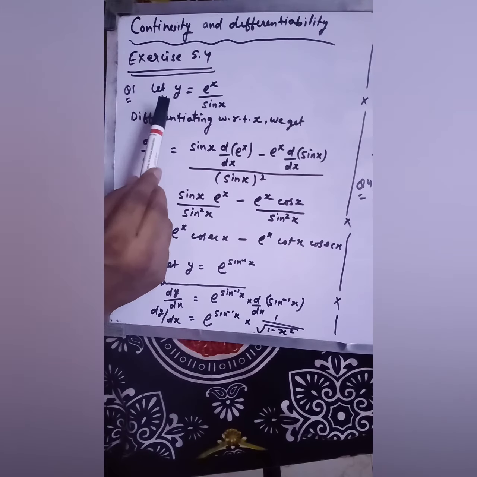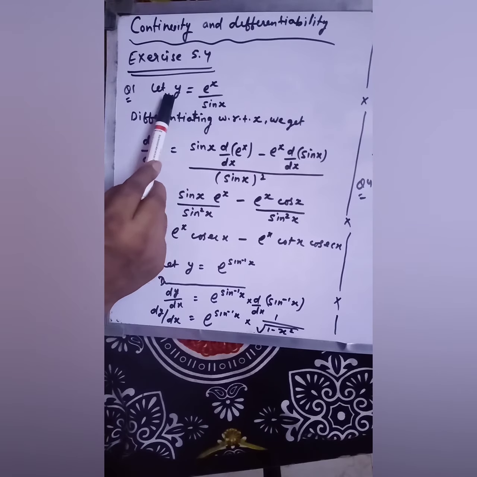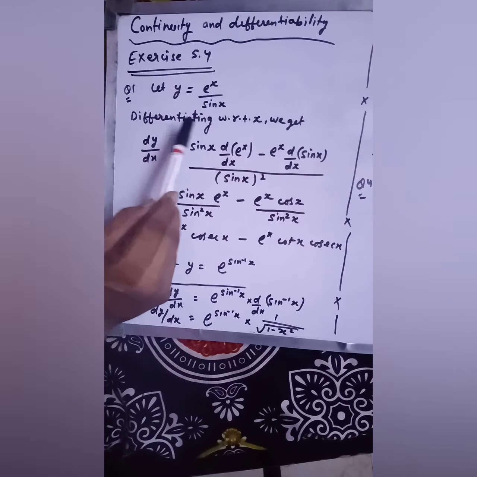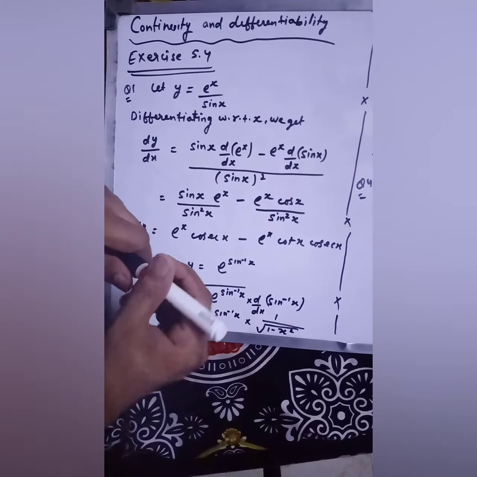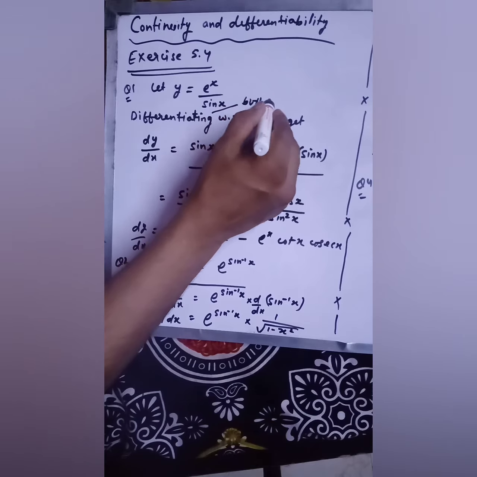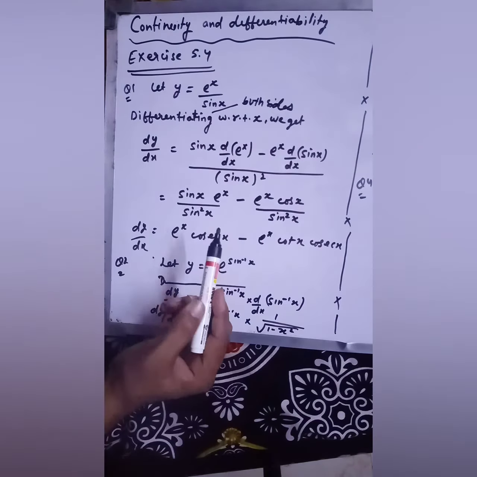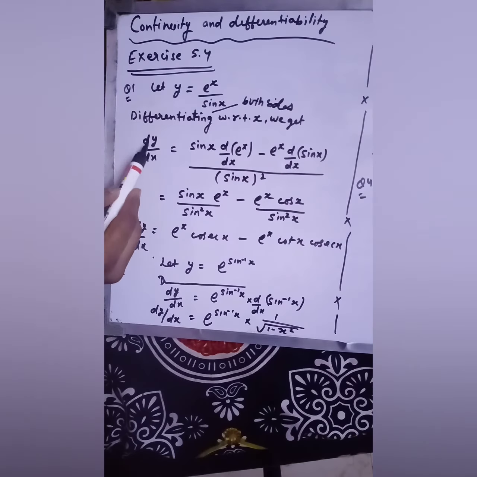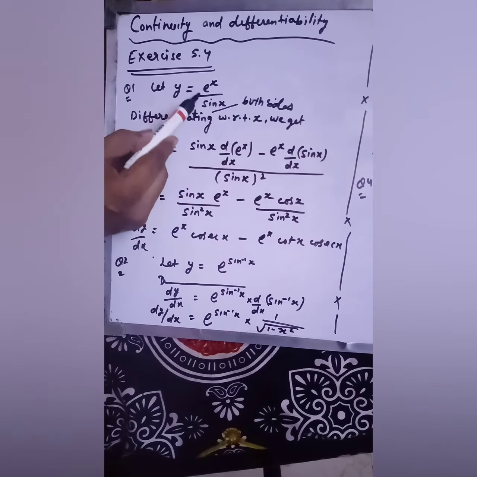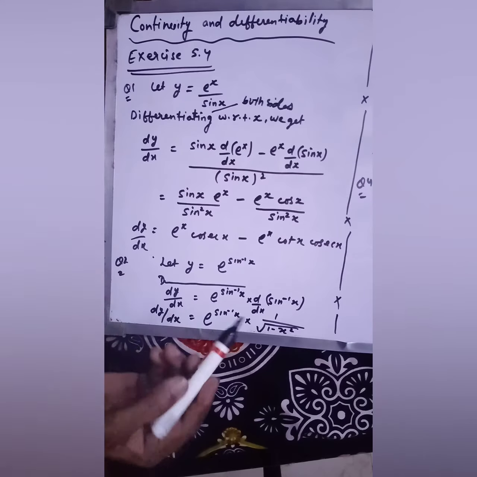In the first step, we assume that this is equal to y. Now we write, differentiating both sides with respect to x, we get dy by dx equals to, and as you can see, here we have to apply the quotient formula. Which formula? The quotient formula.